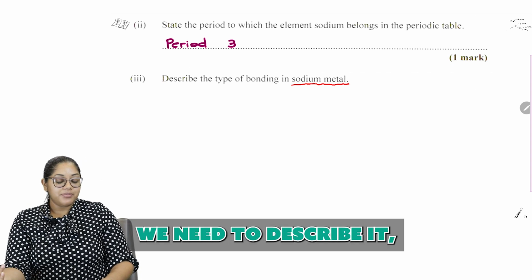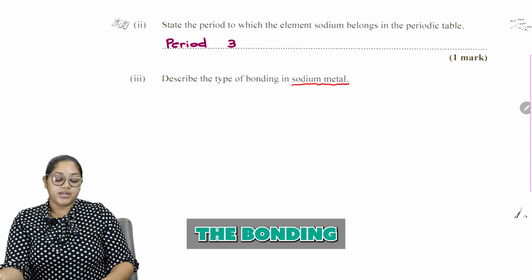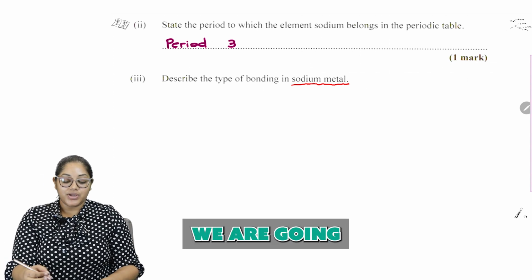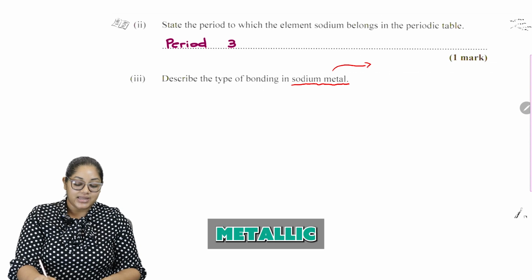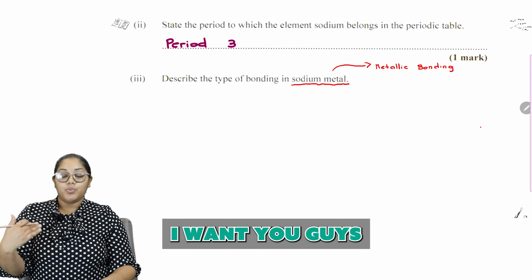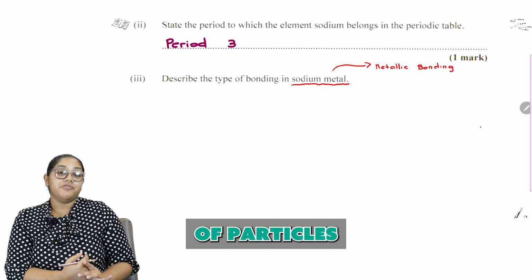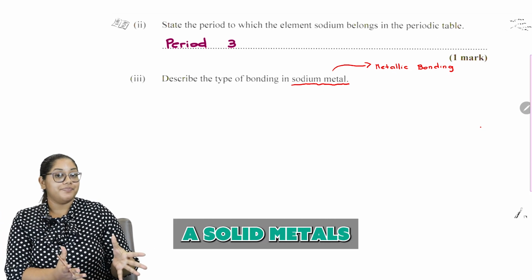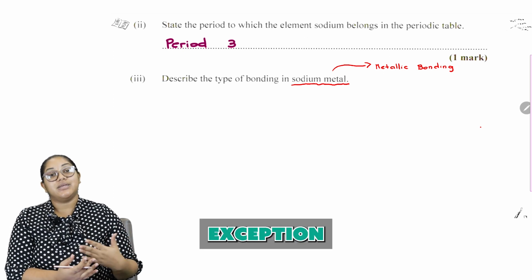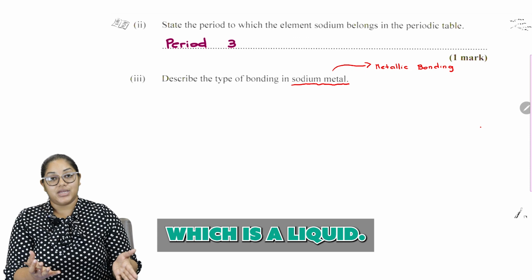We need to describe it, but first, we just want the bonding inside sodium metal. So it means we are going to be dealing with metallic bonding. We need to explain what is happening. Now I want you guys to remember the arrangement of particles inside of a solid. Metals tend to be solids at room temperature, with the exception of mercury, which is a liquid.